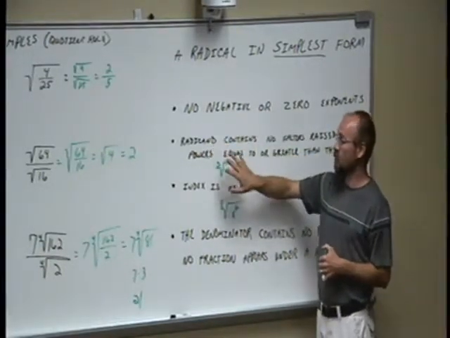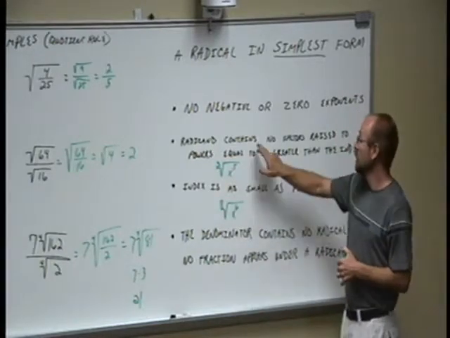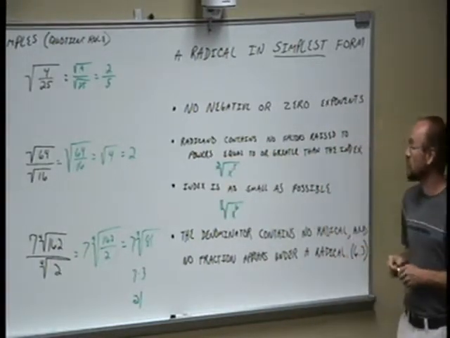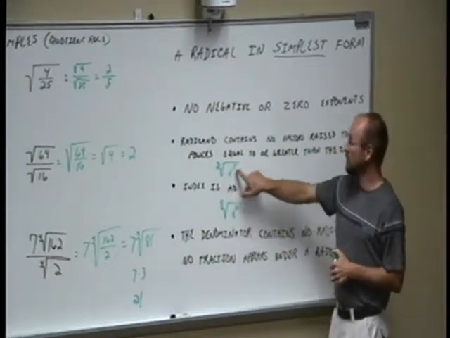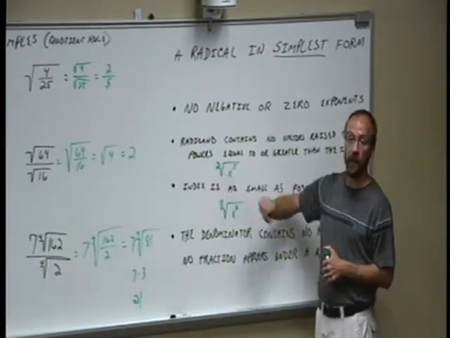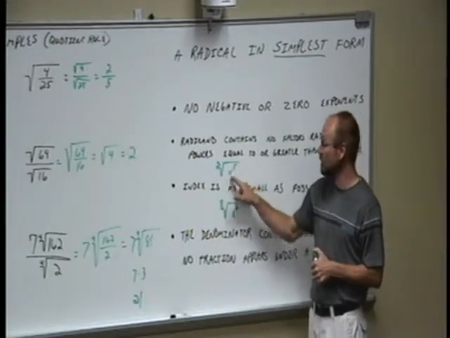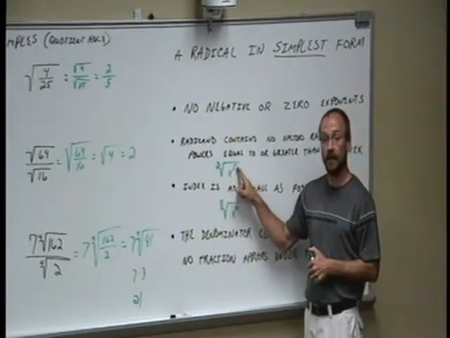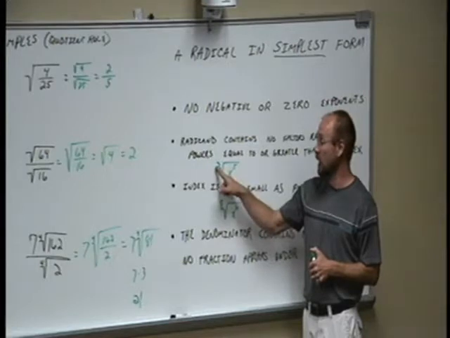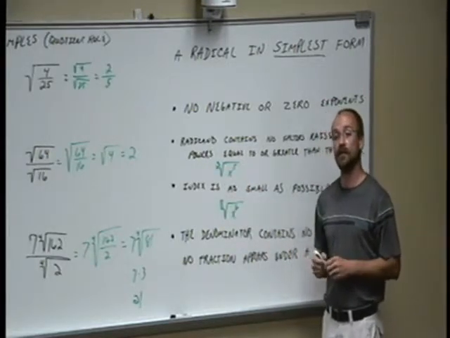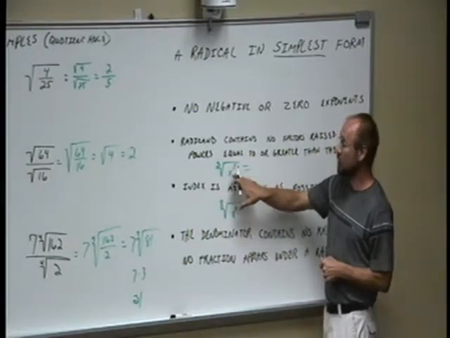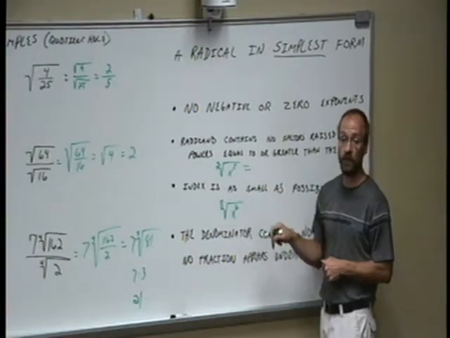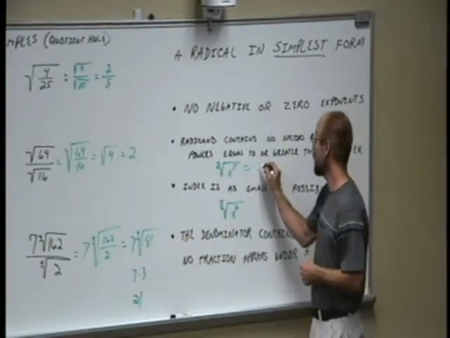The radicand, what's under the radical, contains no factors raised to powers equal to or greater than the index. Well, if we see here, 5 is greater than our index of 3. So what's under here, the radicand, has a factor to a power greater than the index. So we have to simplify that. Let's go ahead and simplify that. Well, the easiest way to do this is say, how many times does 3 go into 5? Well, 3 goes into 5 1 time.